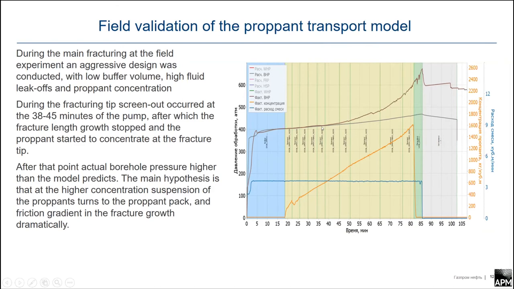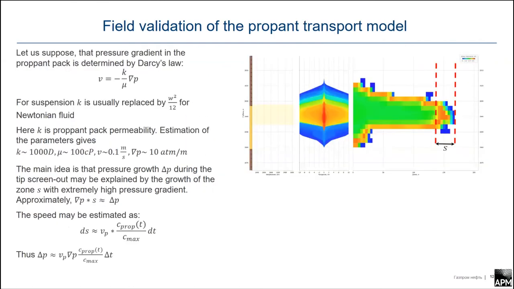According to the model itself, at this point a so-called tip screen out happened. It means that the proppant concentration at the fracture tip became critical, and it stopped the fracture growth. And after this point, the fracture stopped its growth, and the proppant pack started to form from the end to the beginning of the fracture.